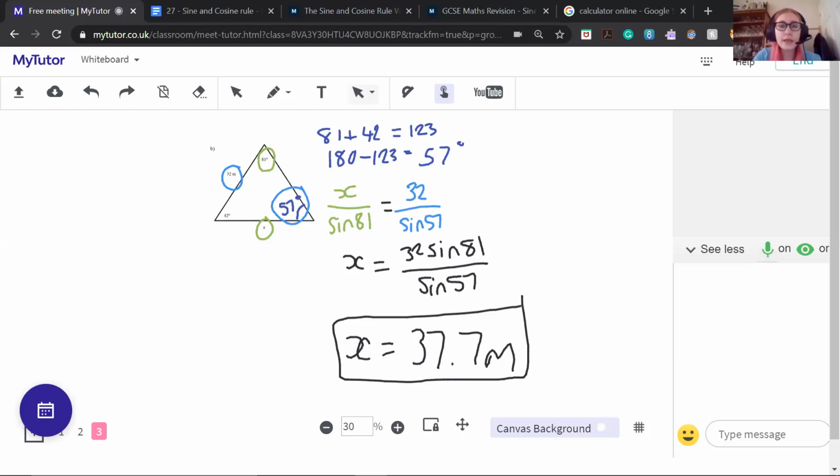Okay, so if you've got any more questions, I'll come back to them at the end in the Q&A bit, the questions that I take in the last 10, 15 minutes. But for now, I want to cover the cosine rule to make sure that we've done both.